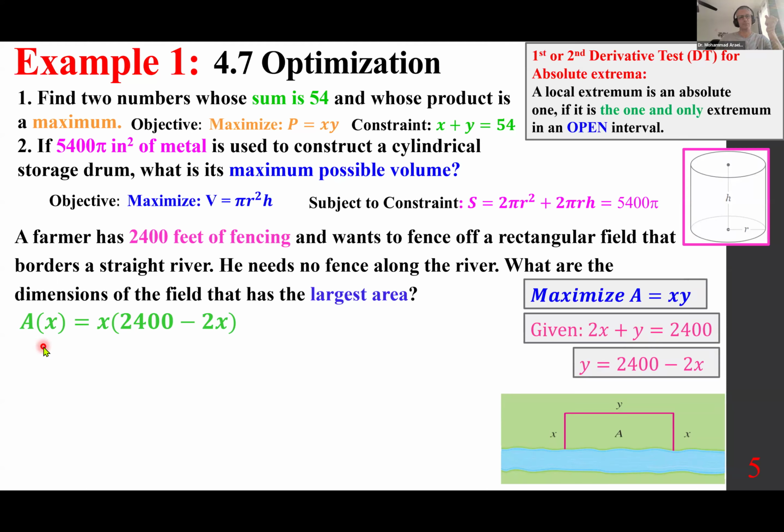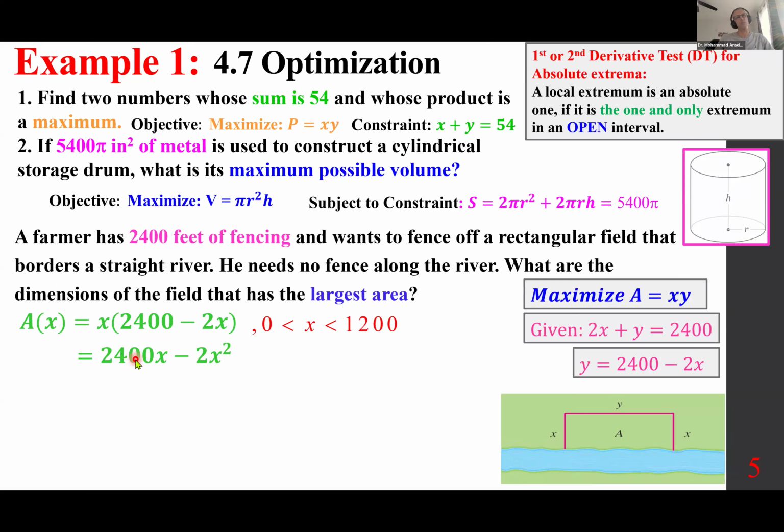So having said that, x represents a dimension, must be positive, and it must be less than 1200. So x must be larger than 0, less than 1200. Why is that? Larger than 0 because it's a dimension, less than 1200 because if you set this one equal to 0, x becomes 1200. If you pick an x larger than 1200, this becomes negative. You can't have that. To continue with the calculus part, and so far it's elementary algebra, we're going to distribute. And now we are ready for the calculus part, differentiation.